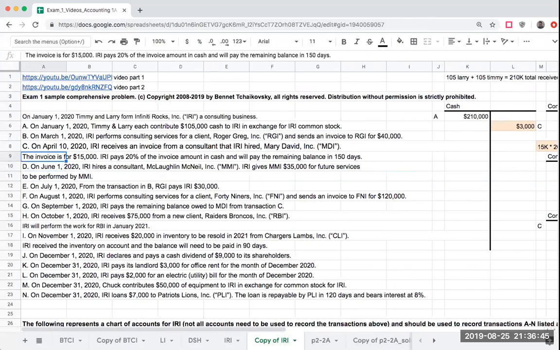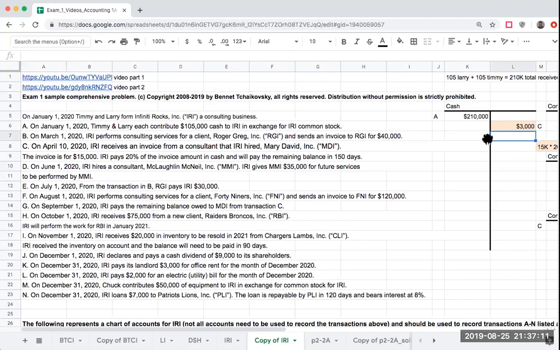Okay, let's go to letter D. I hire a consultant, McLaughlin McNeil Inc. I give them $35,000 for future services that they will be performing for us. Okay, so let's do the easy part first. Is cash going up or down? Down. How do I show a decrease to cash?